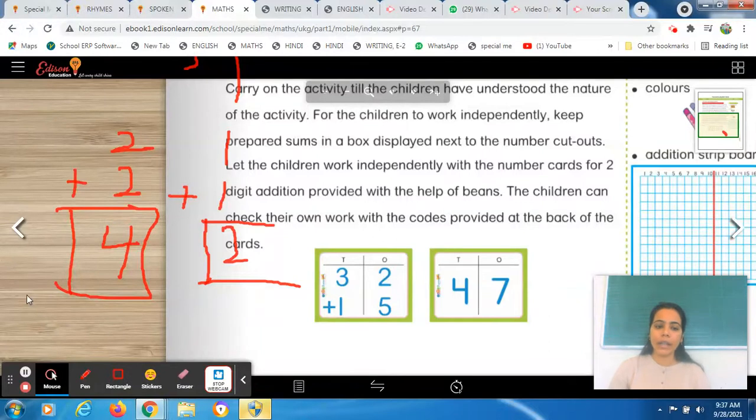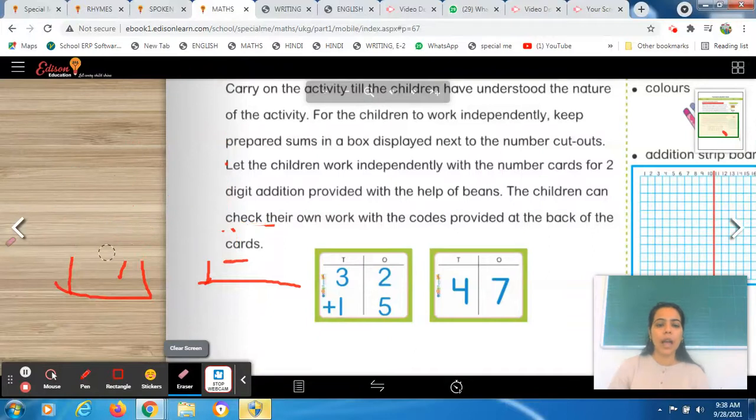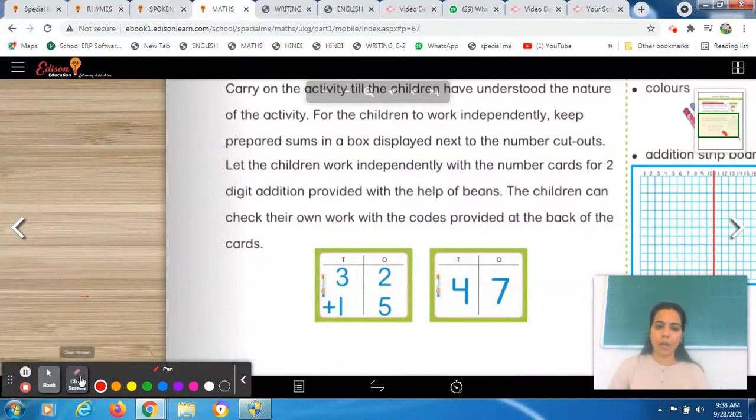So now we are taking an instance with the other numbers, right? Let me erase it first, then we will start. So I will give you an example of how you have to conduct this activity at your home with the help of number cutouts as well as with the beans. So let's take the numbers first.